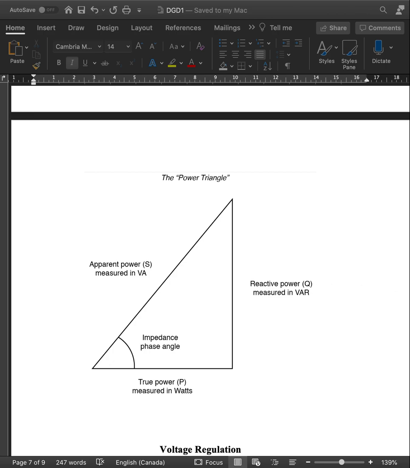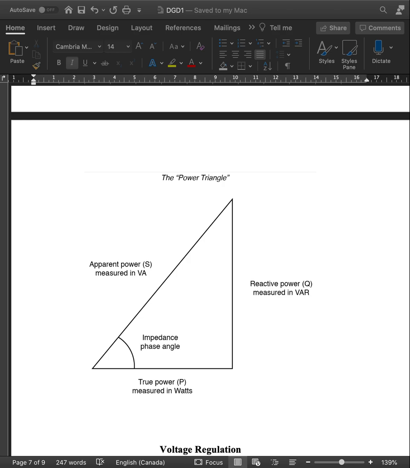Okay, so the power triangle is a right angle triangle to begin with, and on the hypotenuse we generally have the apparent power, which is the addition of reactive power plus real power. Along the right side of it we have the reactive power, which is measured in VAR or represented by Q, and at the base we have the true power P, which is measured in watts.